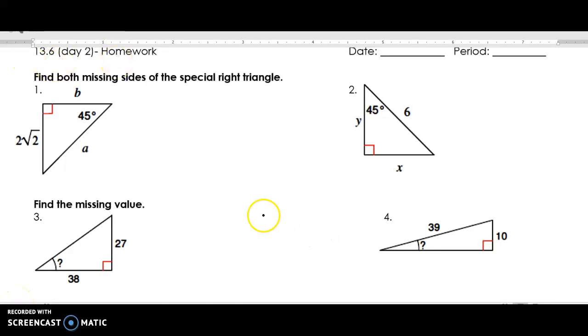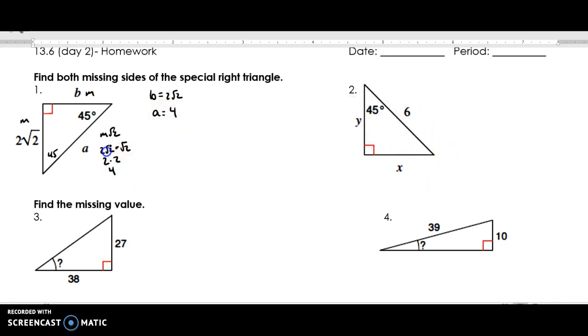The review. So this assignment X is a review for the trig test. So real quick here, we have a 45, 45, 90, right? So right away, if I label the sides, M is M root 2. Right away, we know B is just going to be 2 root 2. And we know A is going to be 2 root 2 times root 2, which gives you 2 times 2, which is 4.